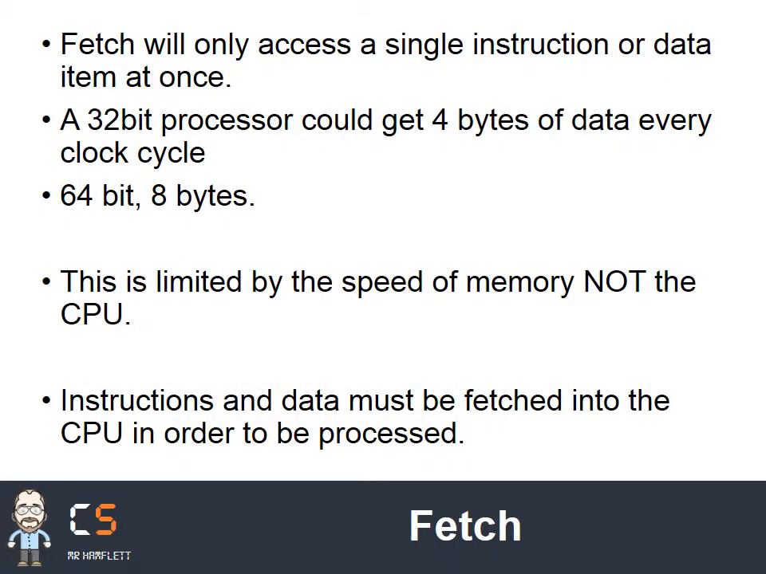So fetching will only access a single instruction or data item at once. This is one of the issues with the von Neumann architecture, specifically the bottleneck, that I can only fetch one thing at once. I can fetch one instruction, one bit of data. If I've got a 32-bit processor, I can get 4 bytes, if I have 64-bit, 8 bytes, but that's all I can get at once. So we're really limited by the speed of memory, not by the CPU.